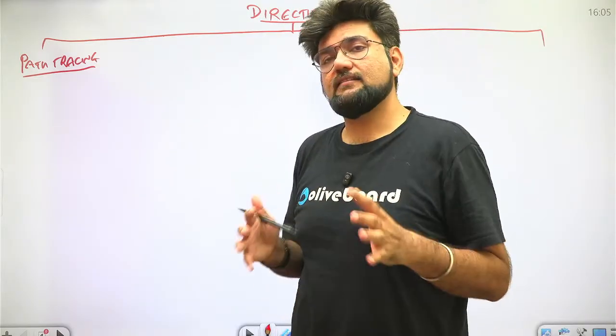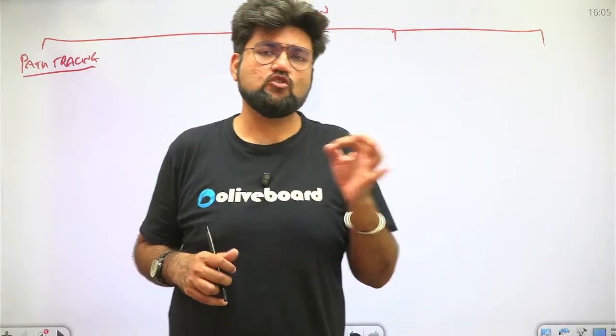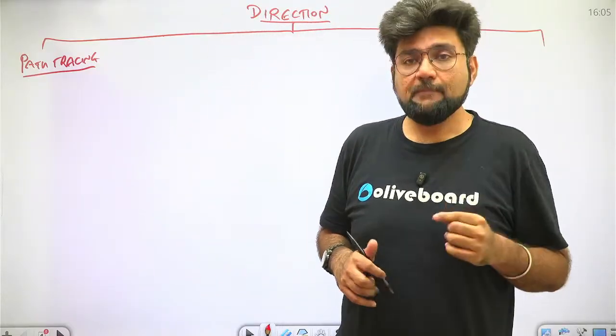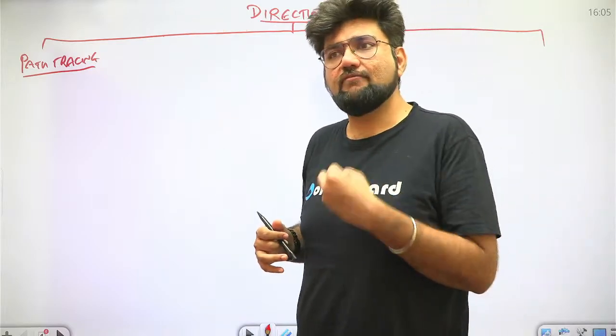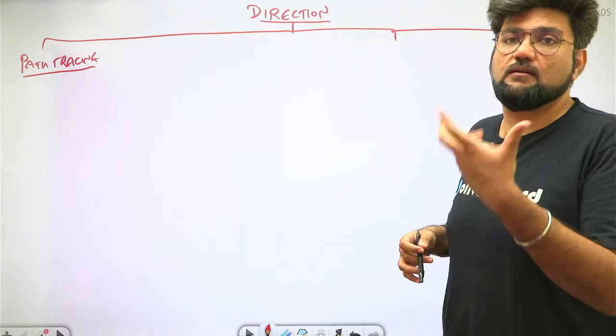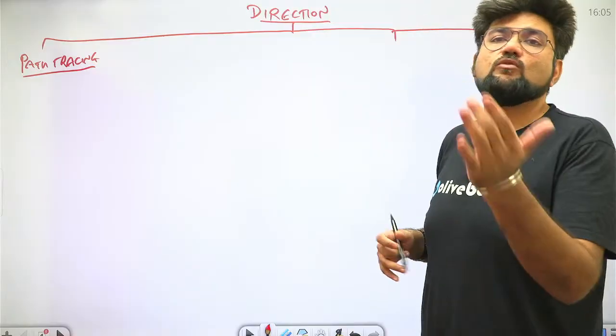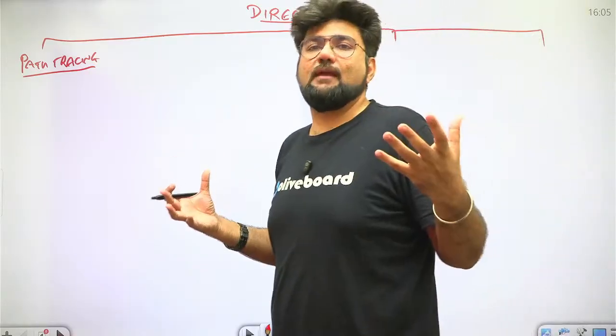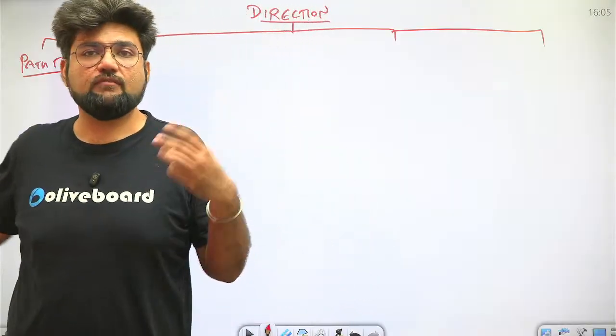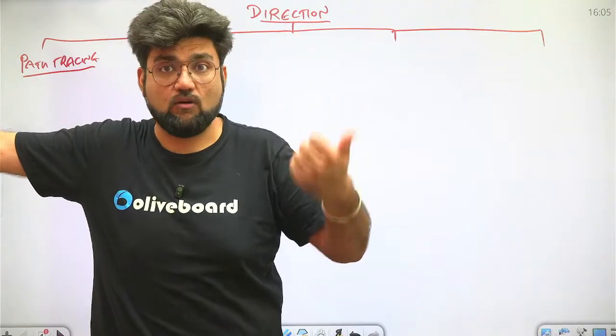Path tracing is one of the basic and the most common methods used to solve directions. Multiple students might have learned at different places that the shorter the method, the better it is. Well, that is only partially true, because you have a lot on your plate. You have to cover reasoning, quant, GK, GS, English, and now computers.